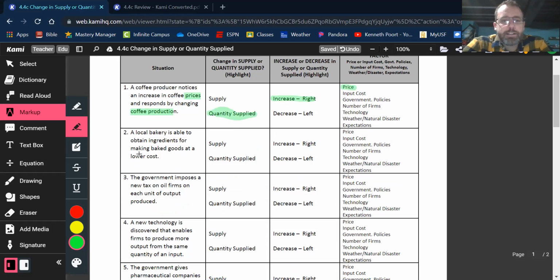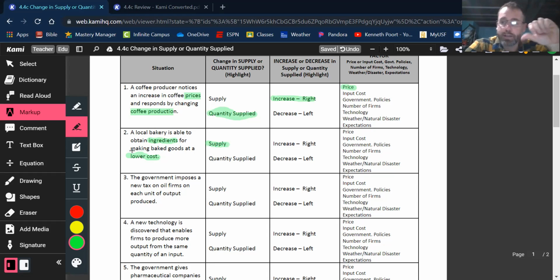Number 2, a local bakery is able to obtain ingredients for making baked goods at a lower cost. All right, so let's talk about ingredients and cost of ingredients. So we know it's nothing to do with the price of the product. So we know that our answer is going to be a change in supply. Again, talk yourself through it if you're a business owner and the cost to produce.